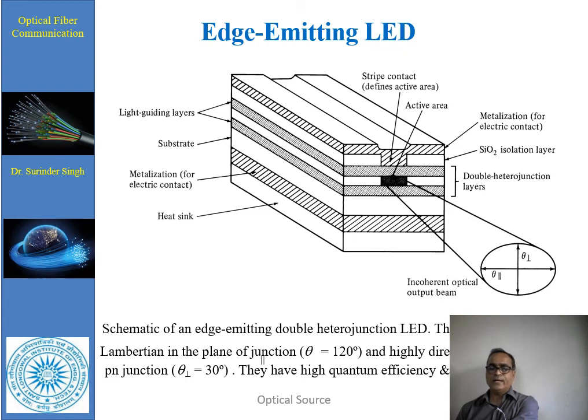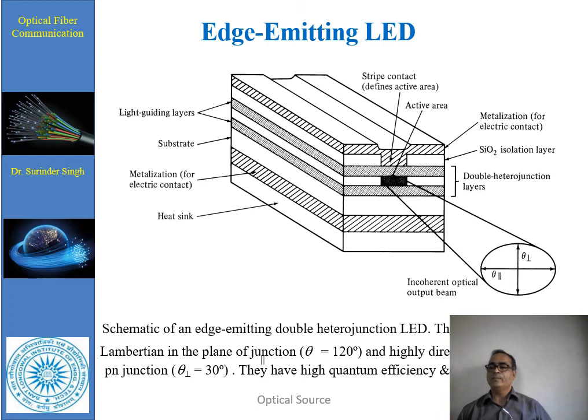Now to match a typical fiber core diameter from 50 to 100 micrometers, the contact stripes for the edge emitter are 50 to 70 micrometers wide. The length of the active region is from 100 to 150 micrometers. The emission pattern of the edge emitter is more directional than the surface emitting LED.